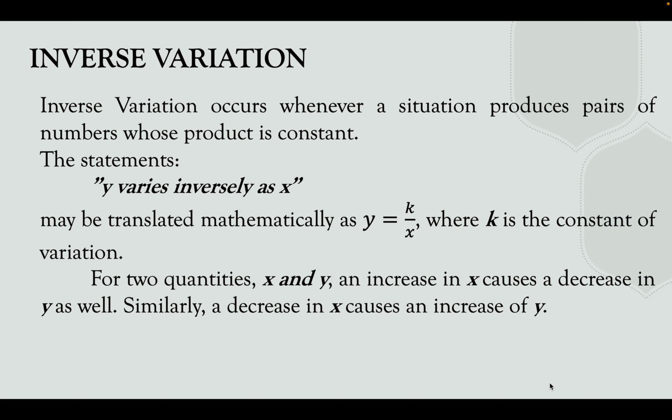Now, let's define first what is inverse variation. Inverse variation occurs whenever a situation produces pairs of numbers whose product is constant. The statement y varies inversely as x may be translated mathematically as y equals k over x, where k is the constant of variation. For two quantities x and y, an increase of x causes a decrease in y, and similarly, a decrease of x causes an increase of y. That means both quantities are inversely proportional.